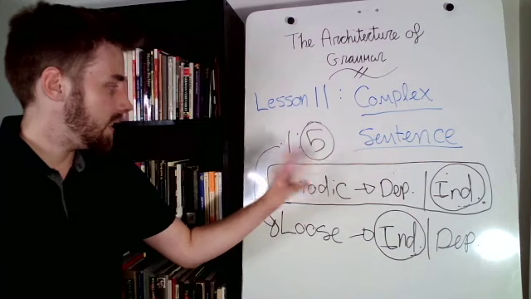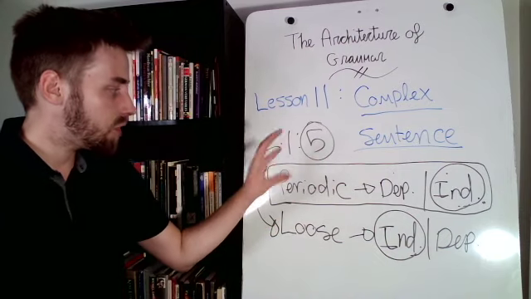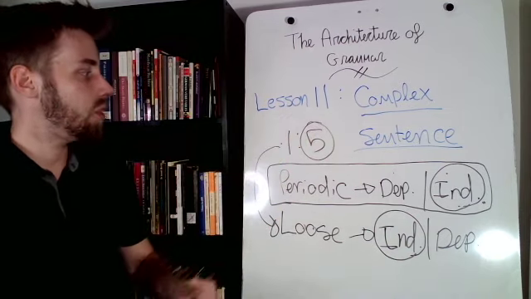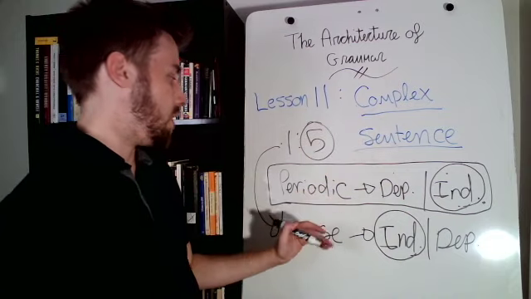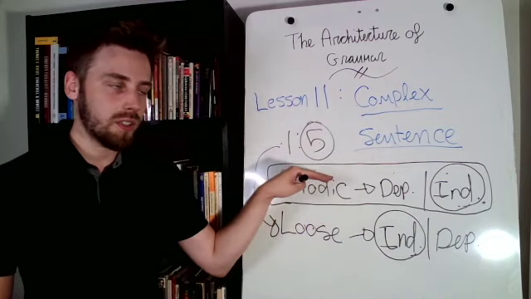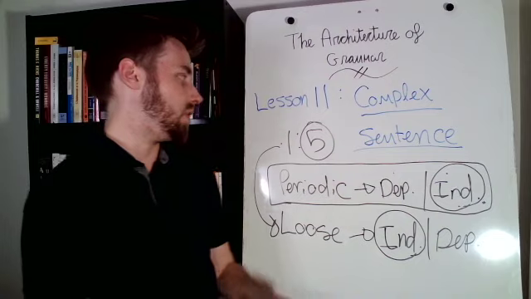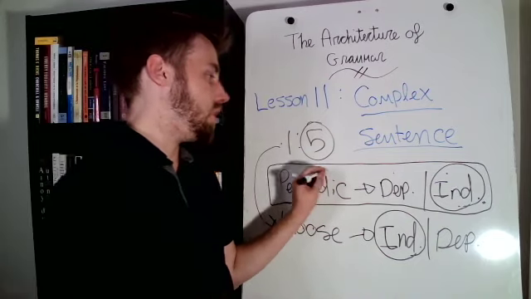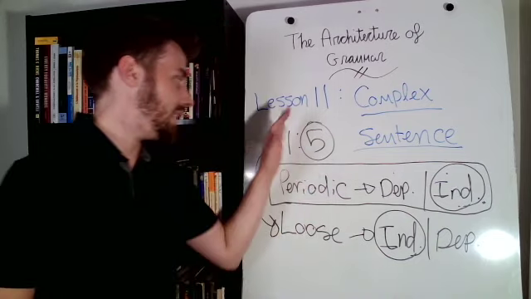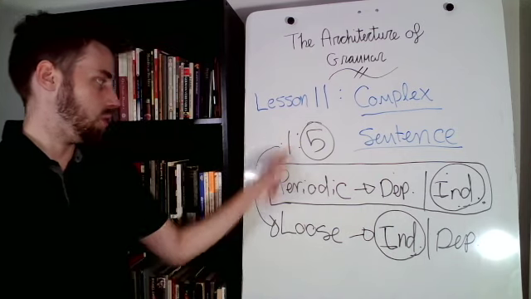But this is the bottom line. When it comes to complex sentences, you have two types of sentences. You have periodic sentences and you have loose sentences. And it's always better to use periodic sentences. We recommend a ratio of 1 to 5 loose sentences.